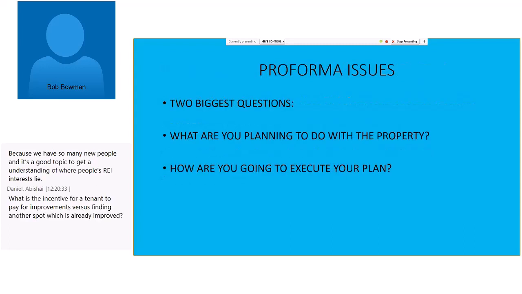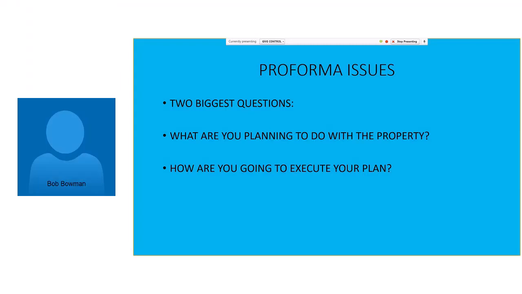So, here's a few things. Some of the biggest things when we're looking at properties and people's underwriting and their pro forma, they have an investment. I got this office, this commercial building, so what are you planning to do with the property? And how are you going to execute this plan? Those seem to be a couple of things that when I first start talking to somebody about their great investment, that they would like us to provide them with some funds or participate in some way, I really want to know what's going on.